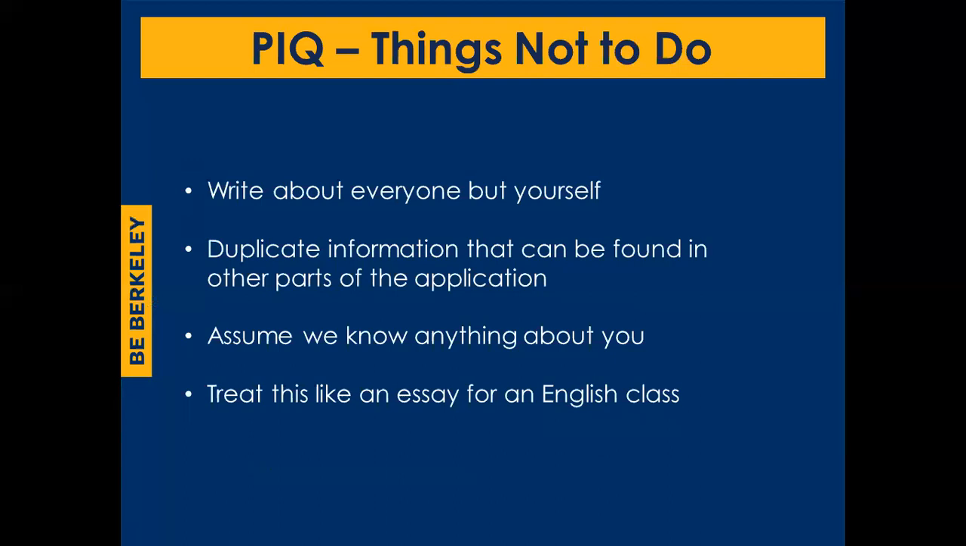Don't duplicate information, right, that can be found in other parts of the application. I get this question a lot, is it okay to talk about an activity that I might have put in the extracurricular activity section? And it is absolutely okay to do that. You just want to make sure that you're not rewriting what you already have in that extracurricular activities description, and making sure that you're providing more contextual information to give us that insight into who you are.